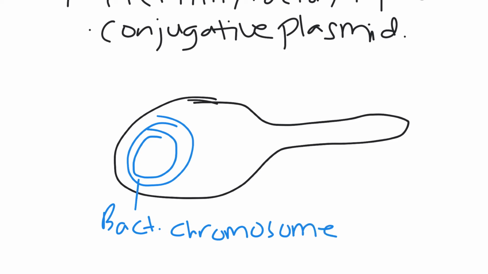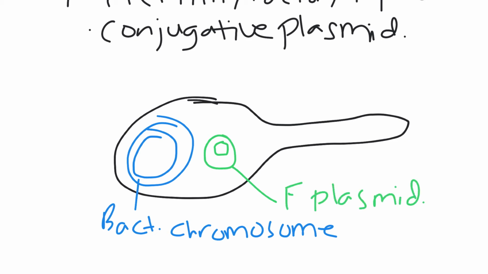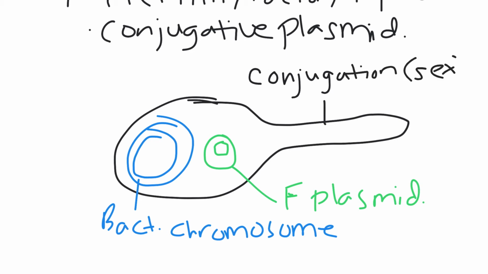And then we have the F plasmid, which is smaller. Those plasmids are pieces of DNA in the cytoplasm that get replicated and passed on to the next generation. Like I said, conjugative plasmid, we also might hear that. And then this is the conjugation, or you might hear it called the sex, pilus.